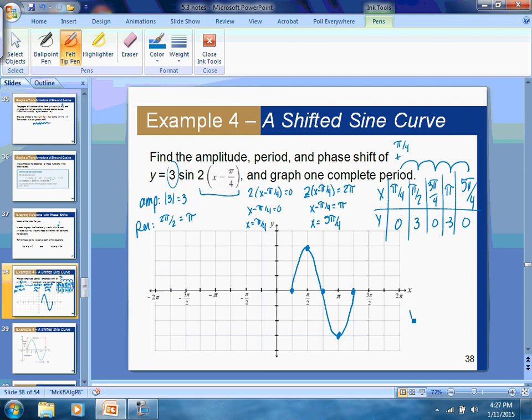And again, the range for this function then would be everything from -3 to 3, because that's kind of like my max and my min of my graph. Domain would be all real numbers. We can put any number in there.